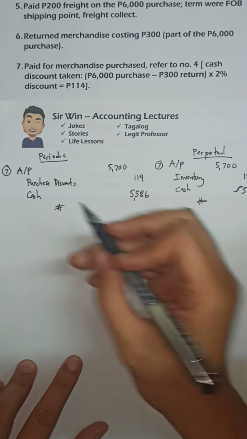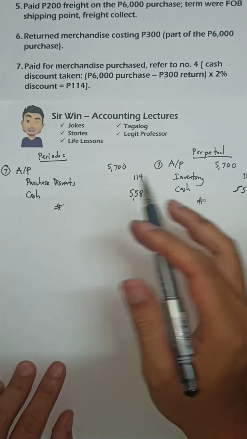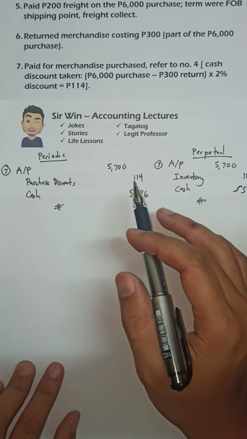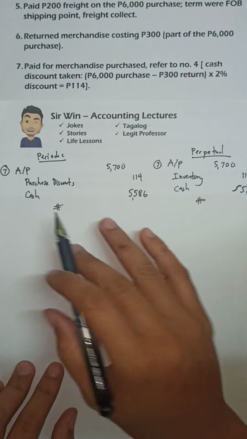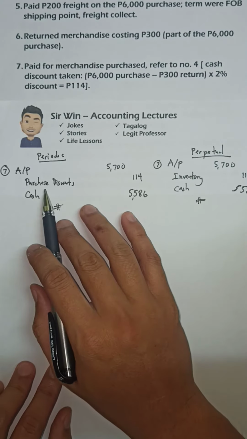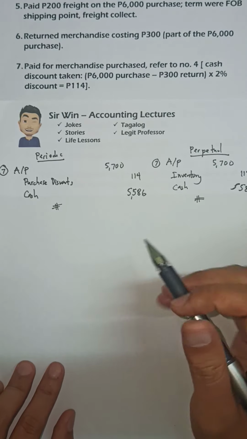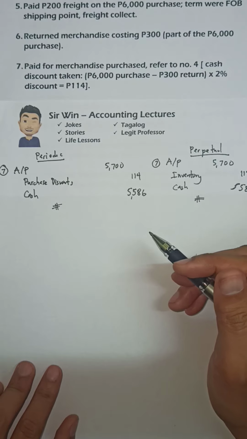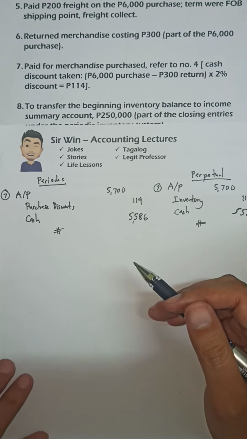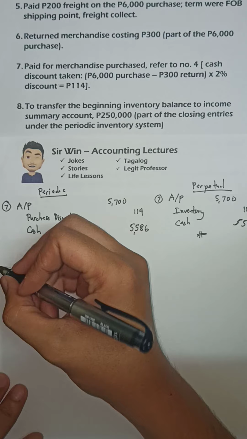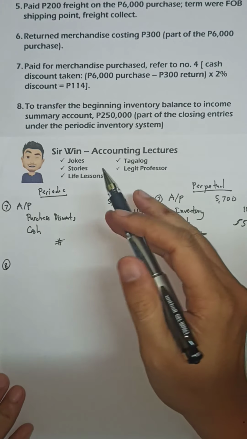So, mapapansin ninyo, halos walang pagkakaiba ang periodic at perpetual, okay? Kapag dun sa purchases transaction, liban na lang pinapalitan niya lahat yung related sa purchases ng account title na inventory. Kung sakali namang sales, nagkakaroon ng dagdag. Okay, dito na tayo sa mas magagandang mga transaction. Yung kanilang main difference. So, okay?